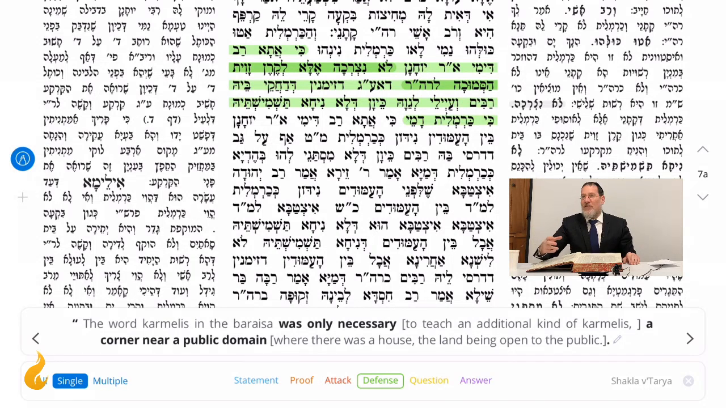So you might have thought, that's Reshus Harabim. So that's the word vahakarmelis, that even though the public uses that area, they use it uncomfortably. That's why we call it a karmelis.